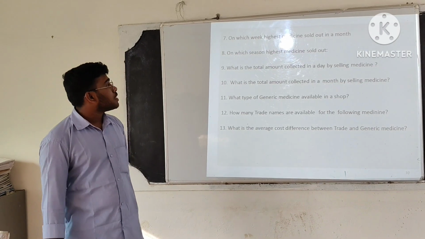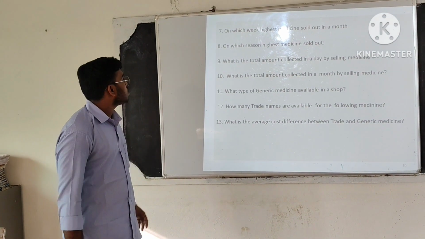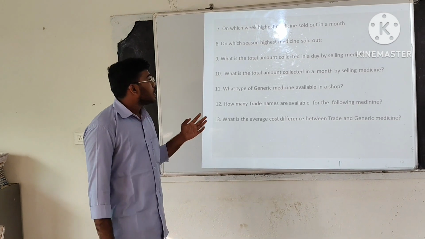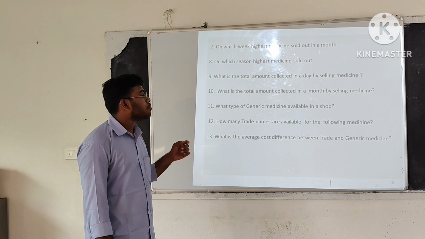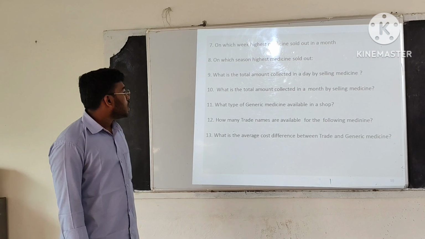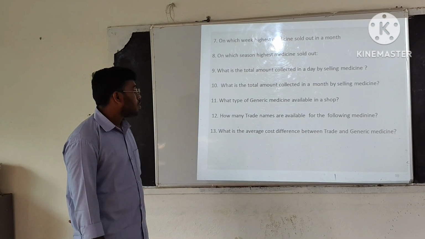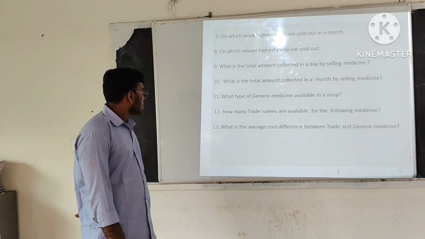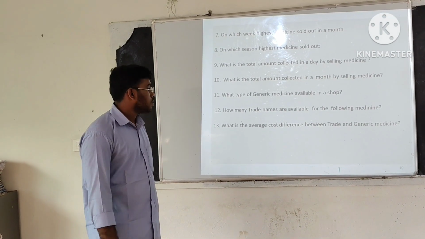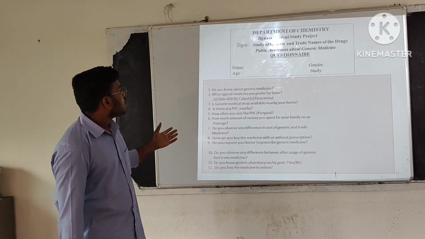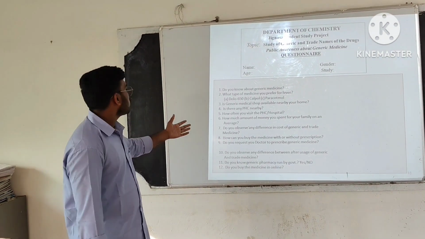On which week is the highest medicine sold out in a month? On which season is the highest medicine sold out? What is the total amount collected in a day by selling medicines? What is the total amount collected in a month by selling medicines? What type of generic medicines are available in a shop? How many trade names are available for the following medicines? What is the average cost difference between trade and generic medicines? These are the questions which we asked to the public individually.